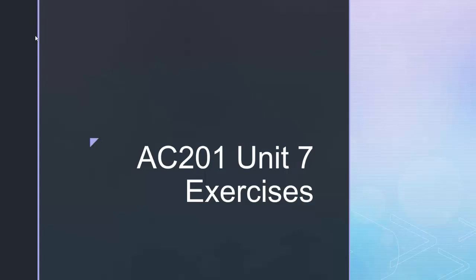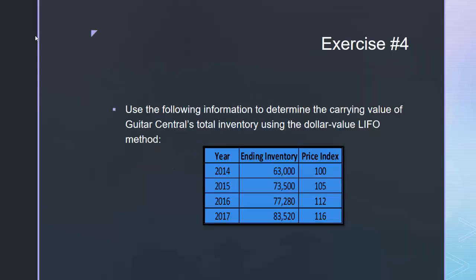We go with more answers to the Unit 7 exercises. We're on to exercise number 4, and exercise number 4 deals with the dollar value LIFO method. What dollar value LIFO method is, it's a fast way to keep your numbers at FIFO and then convert them over to LIFO. Instead of having to keep two different sets of perpetual inventory records, you can just keep one for FIFO and then do some quick calculations to convert your FIFO numbers to LIFO.